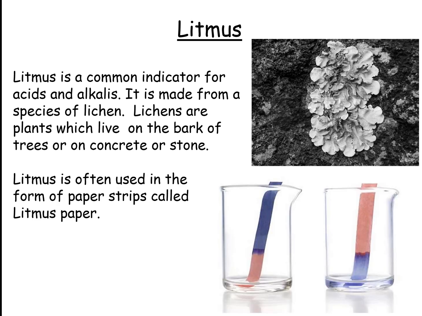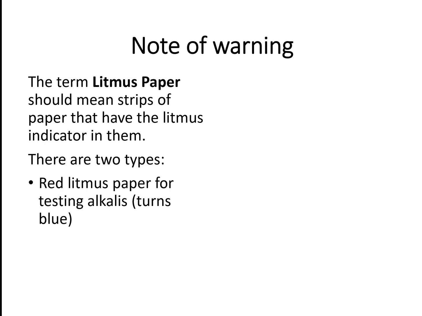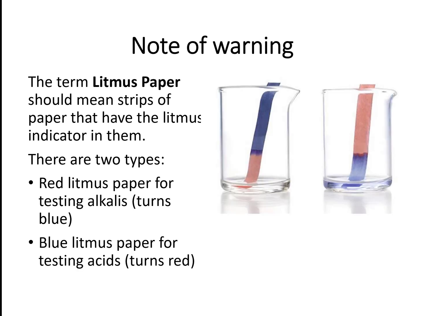So litmus is often used in the form of paper strips called litmus paper. And you can see here an example of 2 litmus papers. Now, there's a note of warning when we're talking about litmus paper. It should mean strips of paper that have the litmus indicator in them. There are 2 types. Red litmus paper for testing alkalis, which would turn blue in an alkali, and blue litmus paper for testing acids, which turns red in an acid. So here's your blue litmus paper turning red in an acid, your red litmus paper turning blue in alkali.